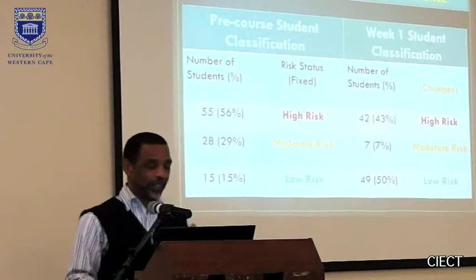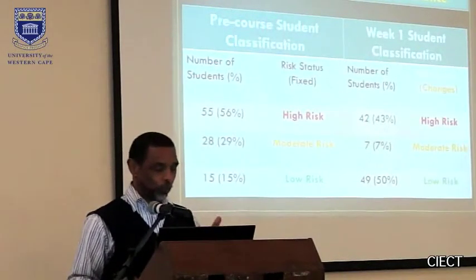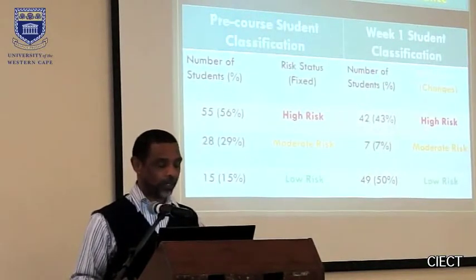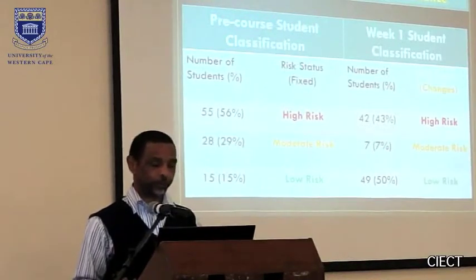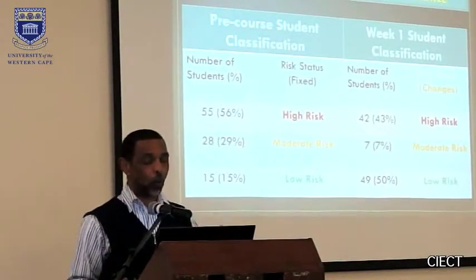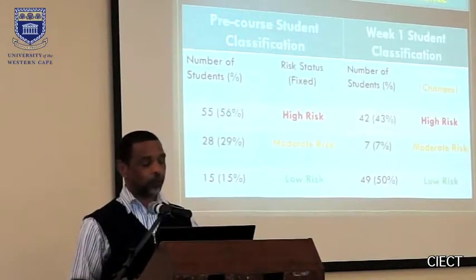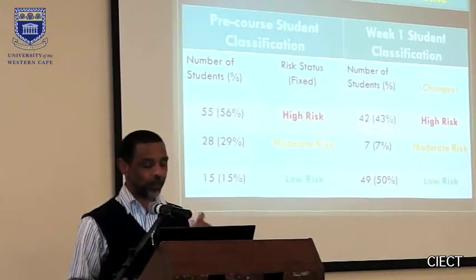So, what was the performance of the class overall? With the pre-course assessment, as I said, 55% scored high risk, 28% scored moderate risk, and 15% scored low risk. After week 1, the situation changed somewhat. The 55% who had scored high risk dropped down to 42% after the first week, so there was some improvement, about 13% improvement.